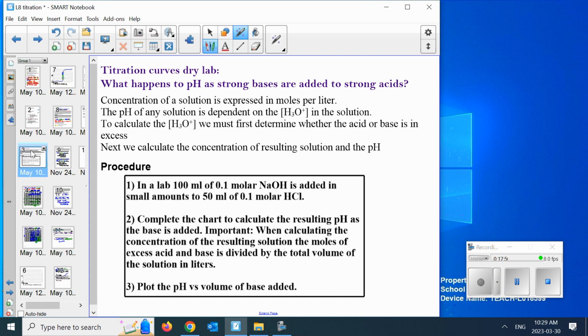you're adding to a strong acid. So a strong acid has a pH that's what, compared to 7? 1, let's say. Okay, low, 1. And you're going to add base, which has maybe a 13, right? So it's going to climb and climb and climb. But does it climb?